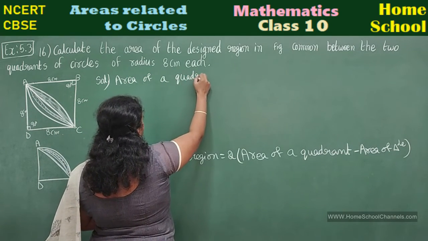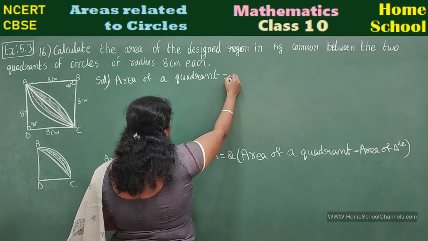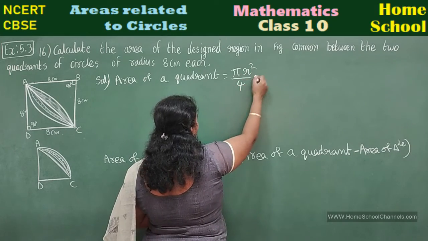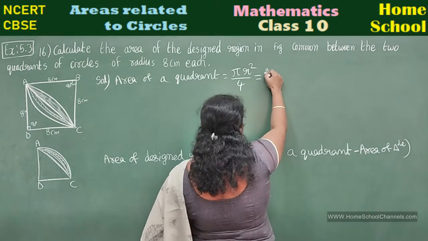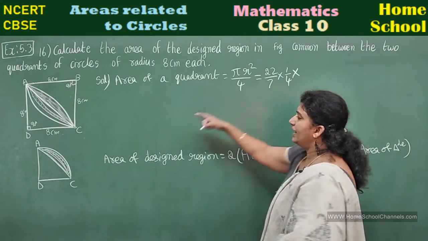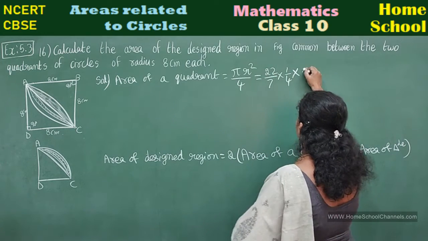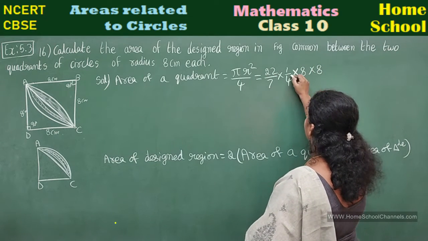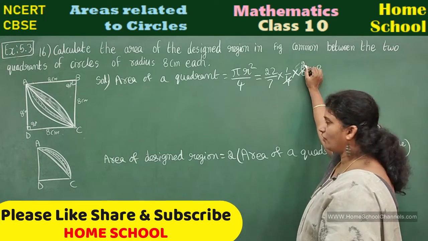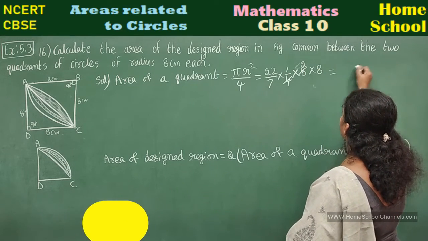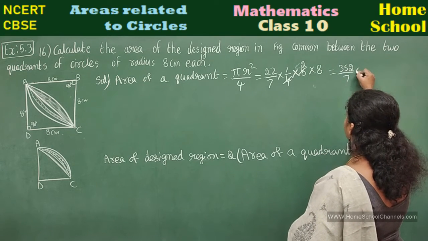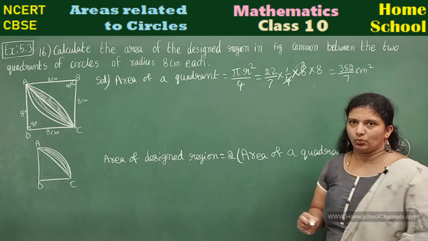Given data and all you can write, children. Area of a quadrant is equal to the formula pi r square by 4. Pi value is 22 by 7 into 1 by 4 into the radius of a quadrant, which is 8 centimeters, 8 into 8. 4 2s are 8. 22 2s are 44. 44 8s are 352. So 352 by 7 centimeter square.